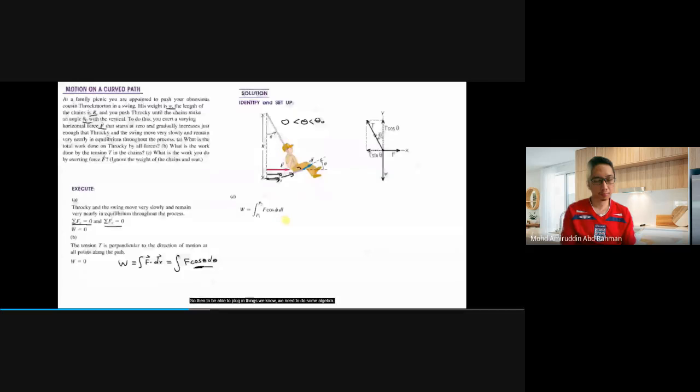Then to be able to plug in things we know, we need to do some algebra. Looking at our free body diagram, we can set up some equations to solve for what F actually is. And we know it's essentially a statics problem because Throcky's in equilibrium the whole time. So in the x direction, with to the right being positive, when we add up our forces, we get F plus negative T sine theta, and just like I said, this should be equal to 0. And then in the y direction, we should get T cosine theta, because that's up and that's positive, plus negative W. And that will give us 0.